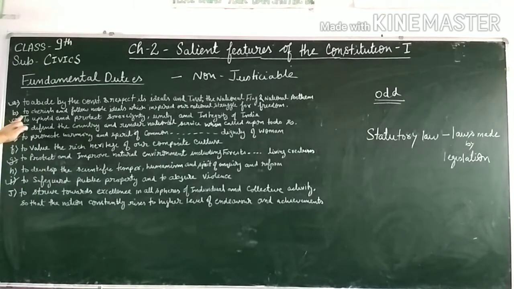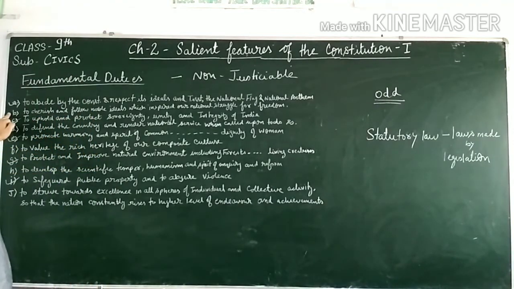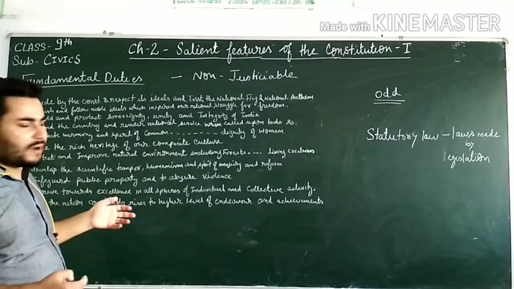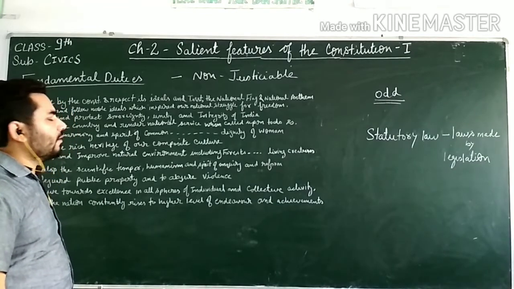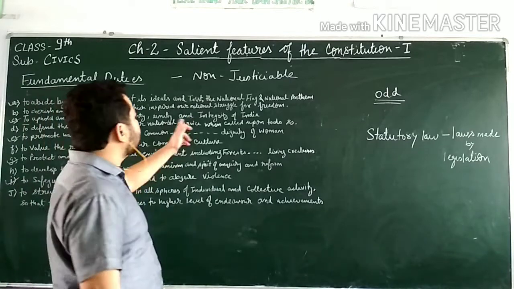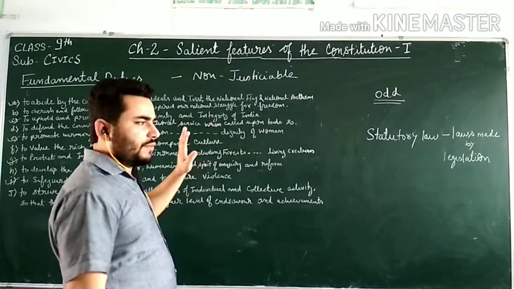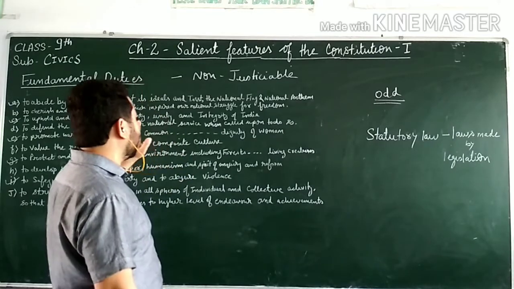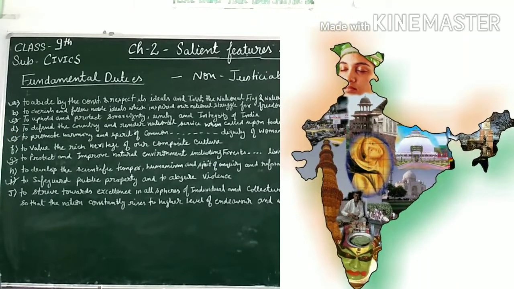Then second, to cherish and follow noble ideals which inspired our national struggle for freedom. If you are not cherishing, not taking pride in and following the noble ideals which inspired our national struggle, maybe so many ideas were there, like unity was one of the ideas, or Swaraj. If you are not cherishing those ideals, then there is no law to force you to cherish. Nothing will happen to you. Clear?